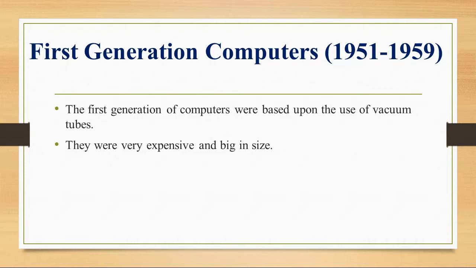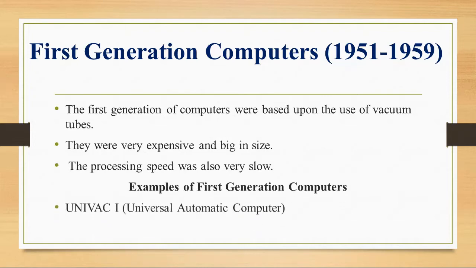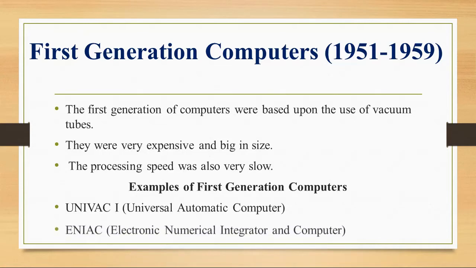ENIAC, which stands for Electronic Numerical Integrator and Computer, was the first electronic digital computer. It used about 18,000 vacuum tubes. Its size was very large. It was very hard for every person to read and write programs. The first generation computer produced too much heat.